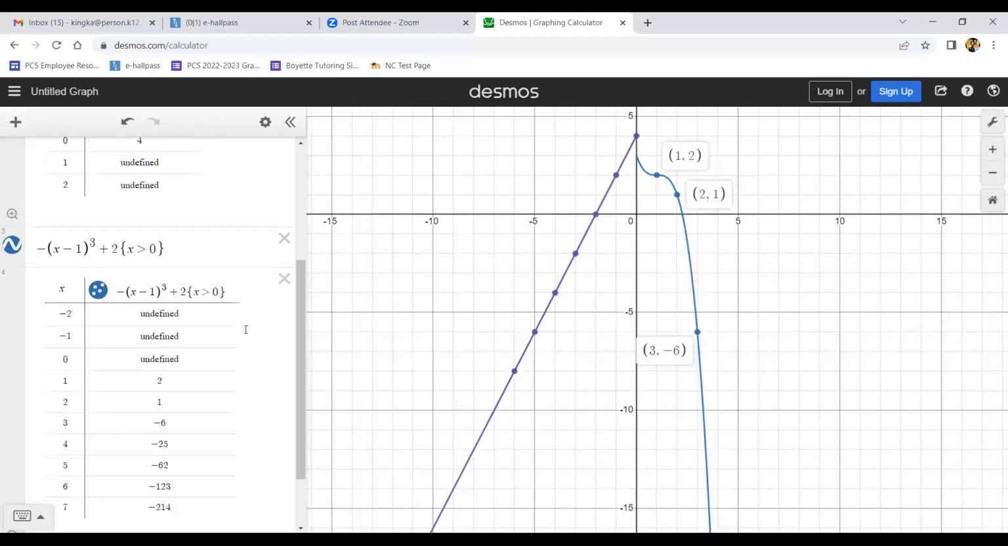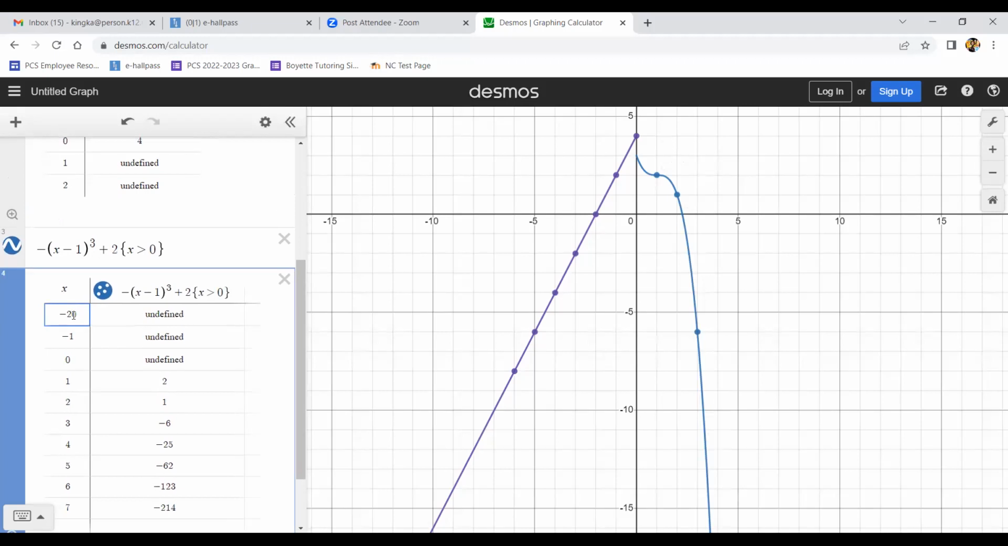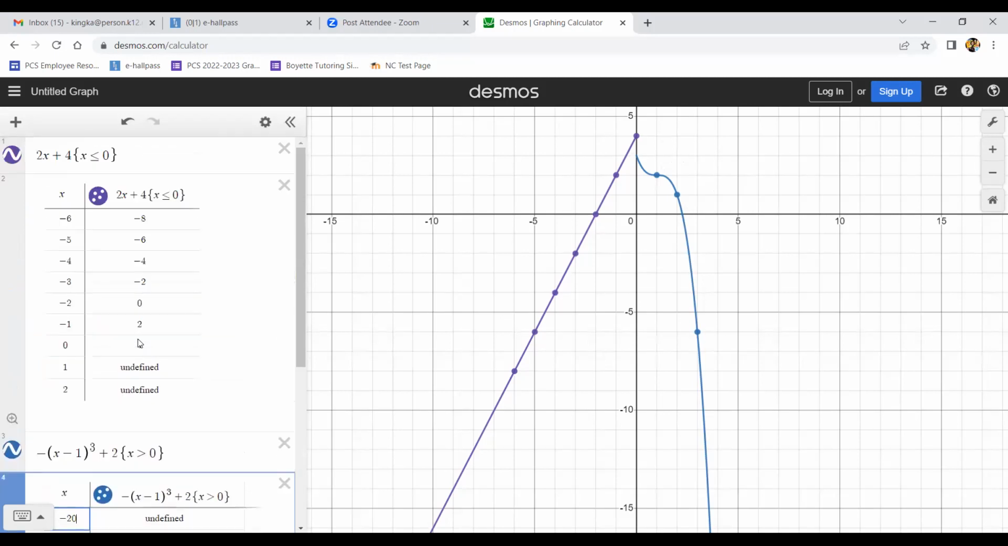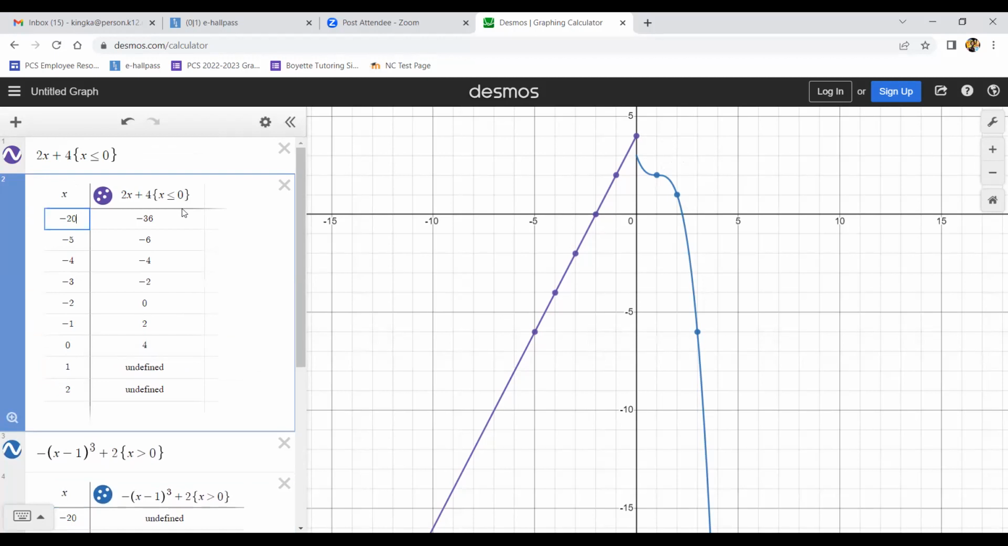And then if I want to see what these are going to equal, I'm just going to look at my two tables. So I'm going to plug in -20. So I can try plugging in -20 to this one. It says undefined. So what does that mean? If I plug in -20, it says undefined. What should I do? Say it again. -32. So I'm not going to look at this table. I'm going to look at the other table. -20. -36 is the answer.